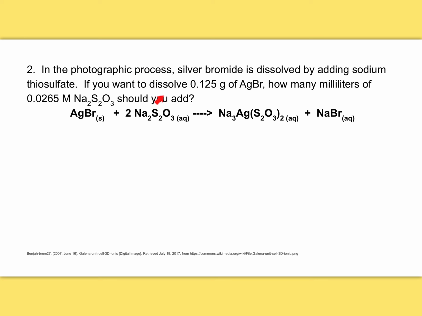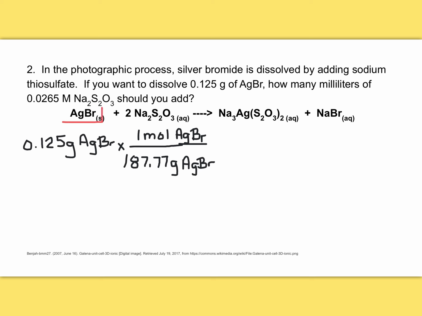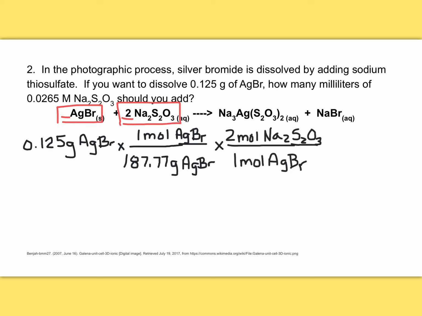We'll start the problem by writing down the information we know about silver bromide, its mass, and then we'll convert that to moles. To convert the silver bromide to moles, we'll look up the molar mass of silver bromide, put that in the denominator, and 1 mole of silver bromide in the numerator. Next, we'll need to look at the mole ratio between silver bromide and sodium thiosulfate, and that mole ratio is 1:2. So we'll use that in the next conversion. Here I have 1 mole of silver bromide in the denominator, so that unit cancels, and the compound I'm looking for goes in the numerator, 2 moles of sodium thiosulfate.